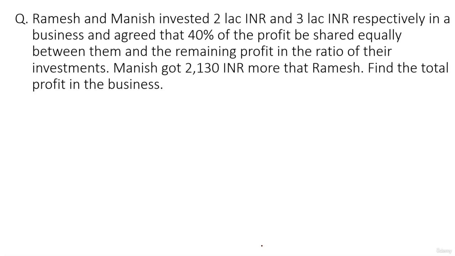Ramesh and Manish invested 2 lakh INR and 3 lakh INR in a business and agreed that 40% of the profit be shared equally between them and the remaining profit be shared in the ratio of their investments. Manish got 2130 INR more than Ramesh. Find the total profit in the business.